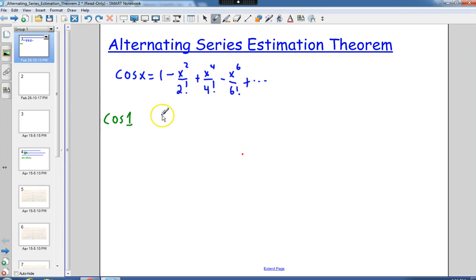So what I'm going to do now is calculate a few of these partial sums. The first partial sum I'd like to do is the sum of the first two terms of the series. For that, I'm going to take x equals 1 and plug that in here to get the sum of the first two terms of the Maclaurin series for the cosine of 1. And that would just be 1 minus 1 squared, which is 1, over 2 factorial, which is 2, and 1 minus a half is just 0.5.